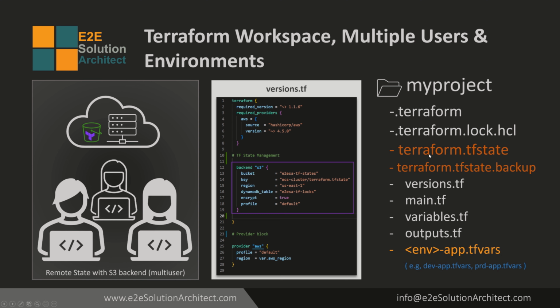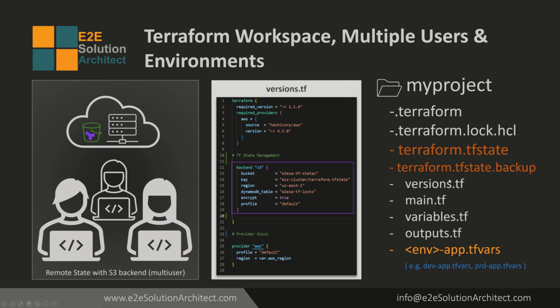The next one is terraform.tfstate. It keeps the state, meaning your current state, your desired state, and the actual state. And the next file, terraform.tfstate.backup, is nothing but the backup of the tfstate. So if it gets corrupted, Terraform will use the backup one.